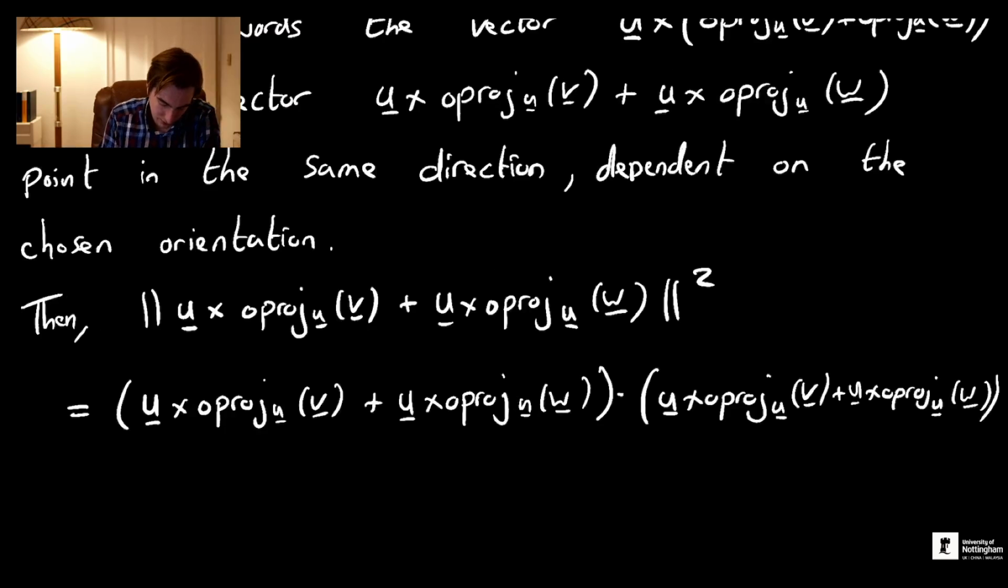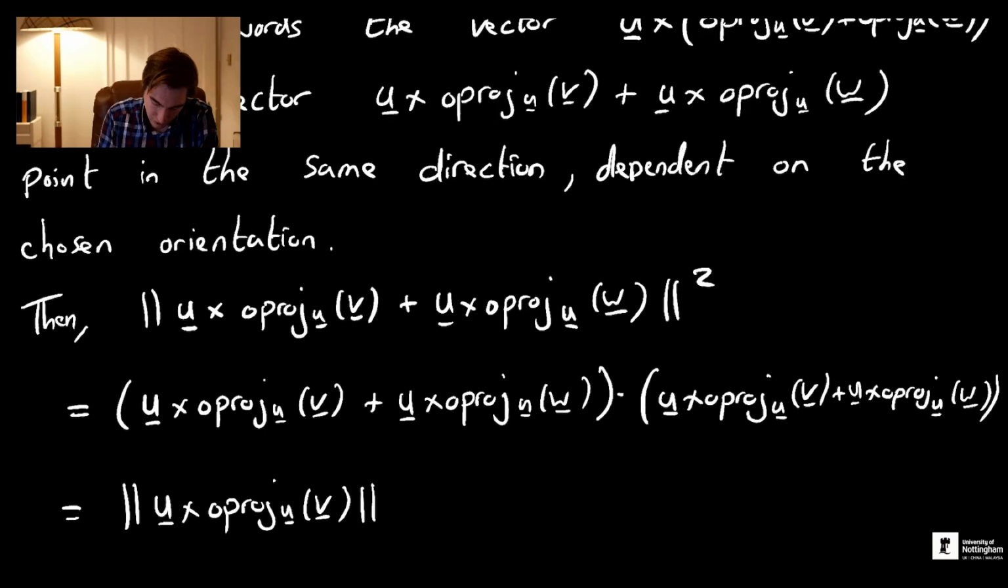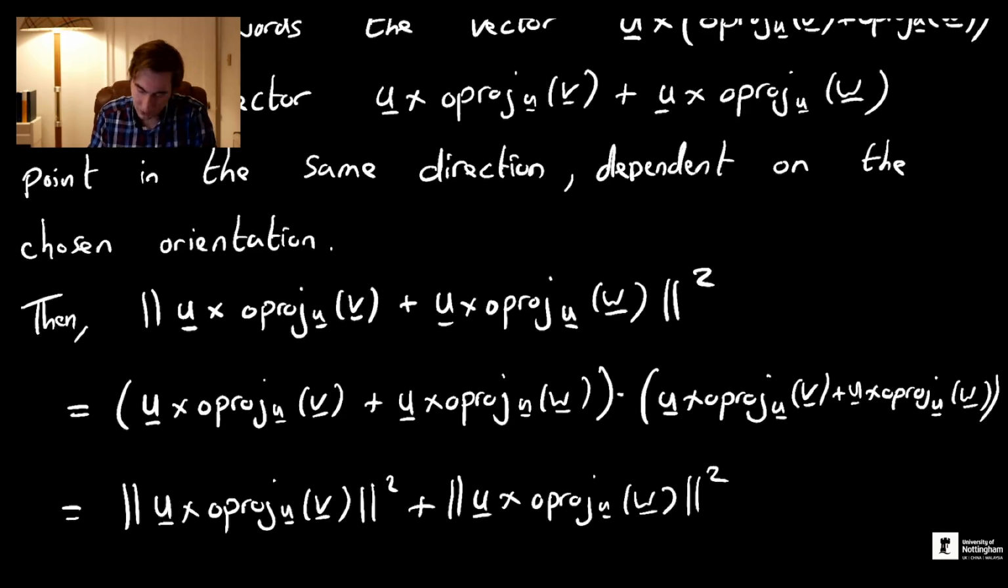Expanding, this gives us what? This gives us the norm of u cross the orthogonal projection of v onto u all squared plus the norm of u cross the orthogonal projection of w all squared. And then we're going to get plus, so let's make sure we got this right, plus 2 times the dot product between the mixed terms, right? So we get this factor of 2 because the scalar product commutes.